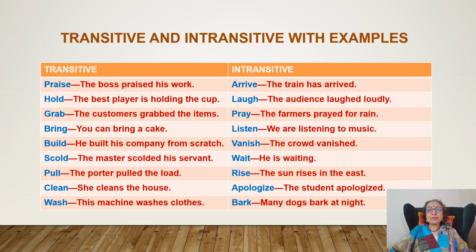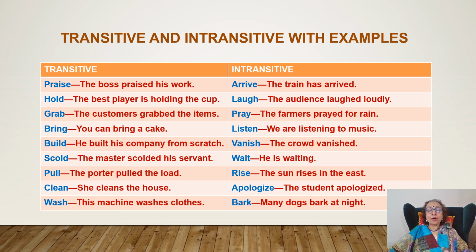We are listening. Now, end of sentence, complete, no need to say anything. To music: "to" is a preposition and music is its object. So a prepositional object can be there, and other words can be there, but not a direct object. The crowd vanished. Nothing else is there. The verb ends it. He is waiting. Again, the sentence ends with the verb; nothing is needed. The sun rises. End of sentence. The prepositional phrase "in the east" you can put it or remove it, no problem.